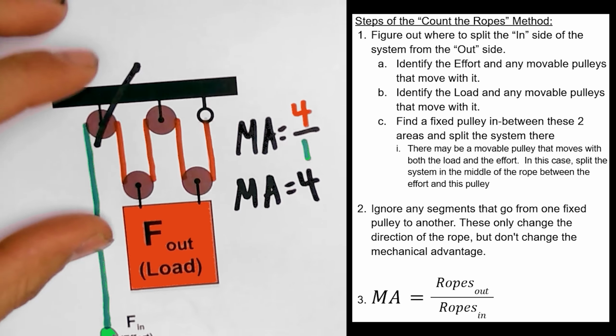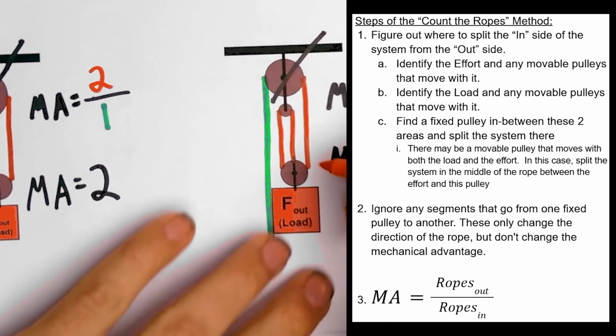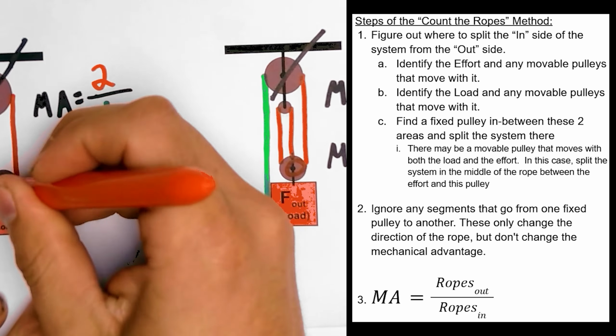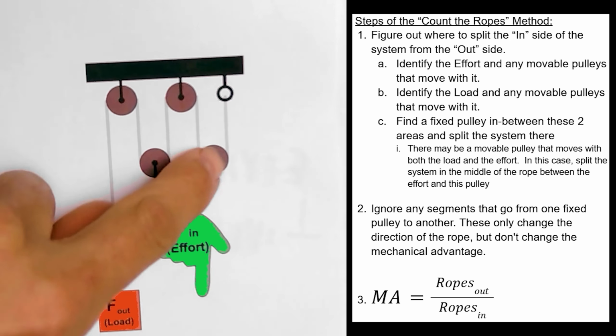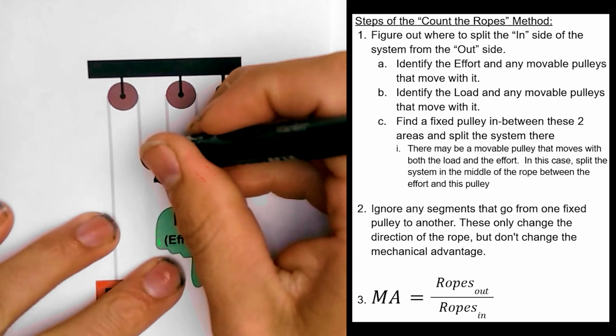You know what? I'm going to start marking which team all these movable pulleys are on. It's on team load, team load. All right. Now we're going to do this one. So we've got these two that are attached to the effort, so they are on team effort.